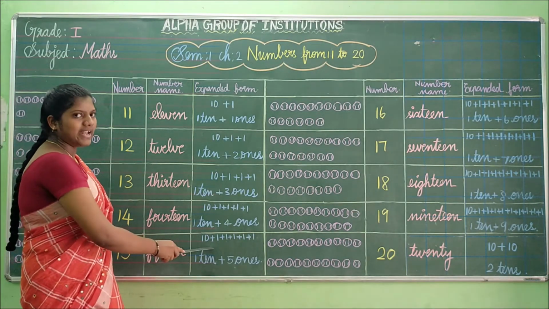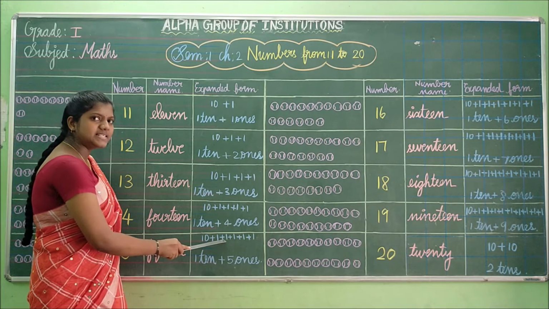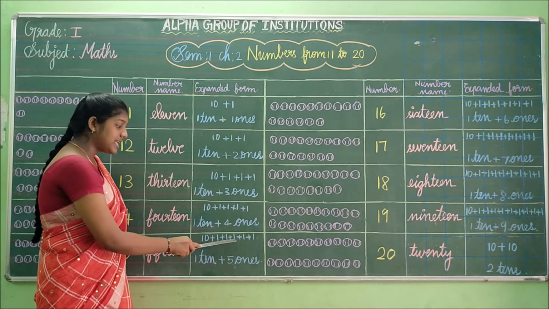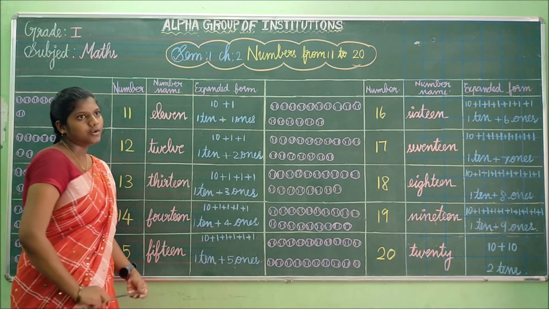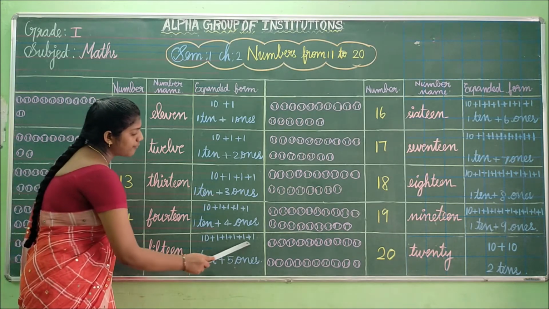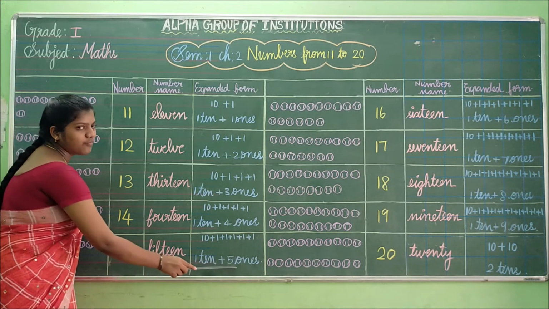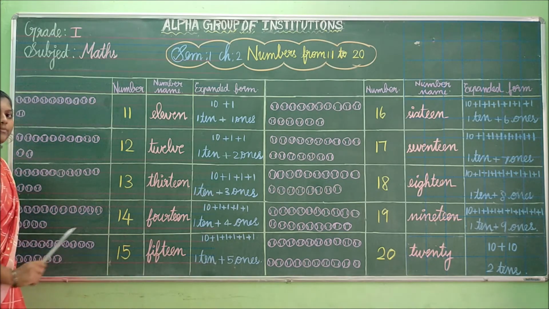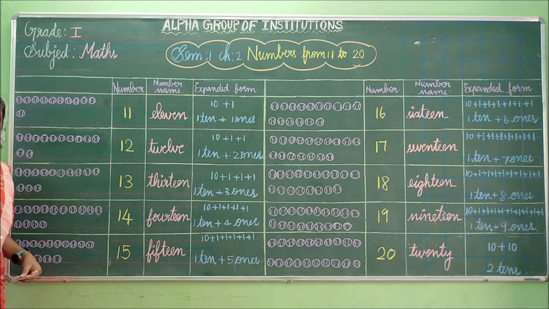Now see the expanded form. 10 plus 1 plus 1 plus 1 plus 1 plus 1. So here we have 1 ten and 5 ones. So 1 ten plus 5 ones is 15. Okay children, from 11 to 15, do you understand?